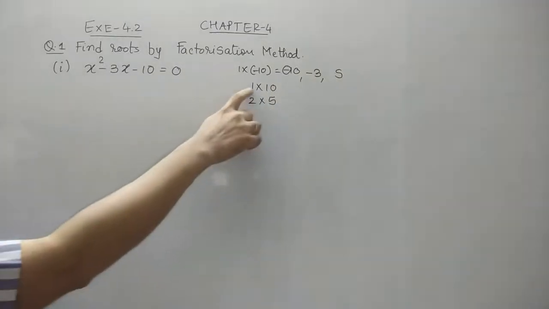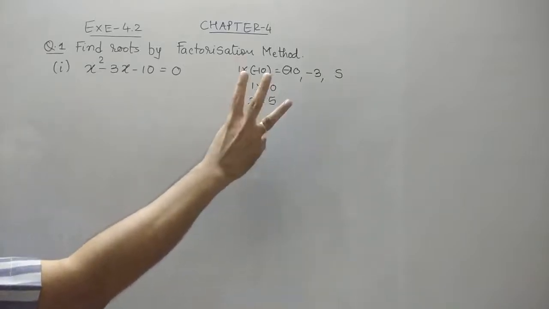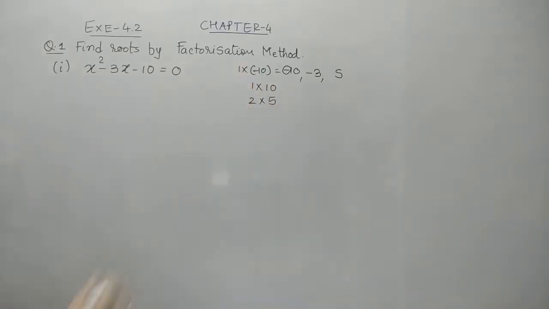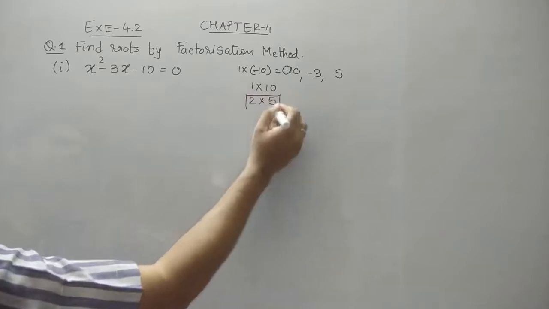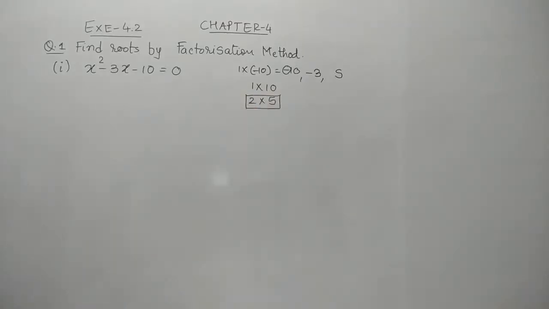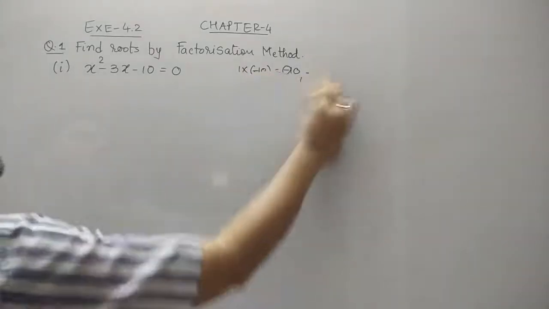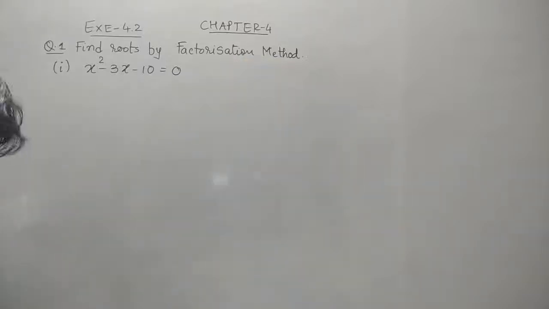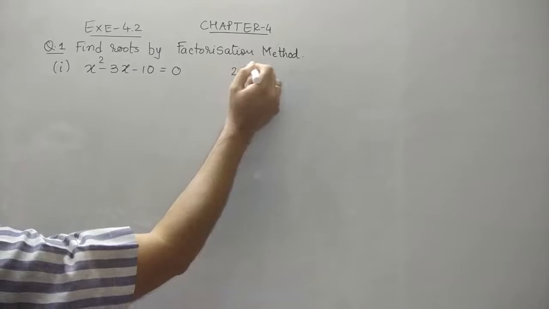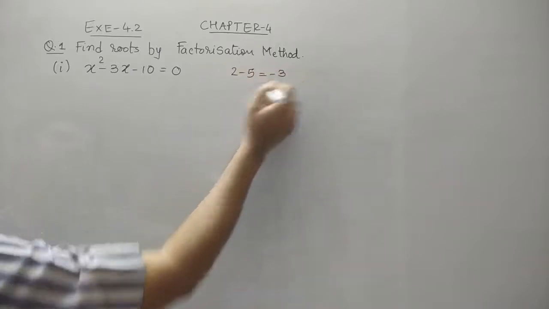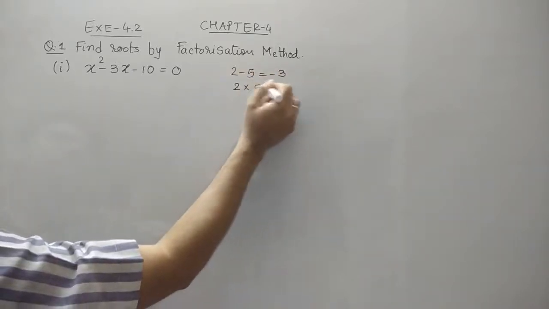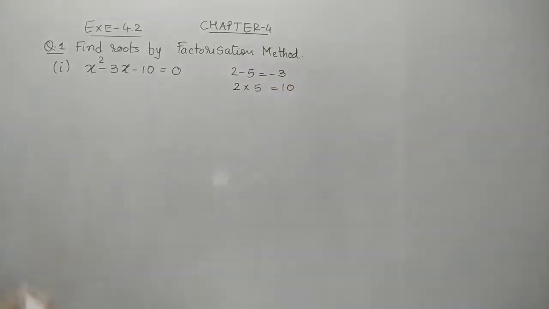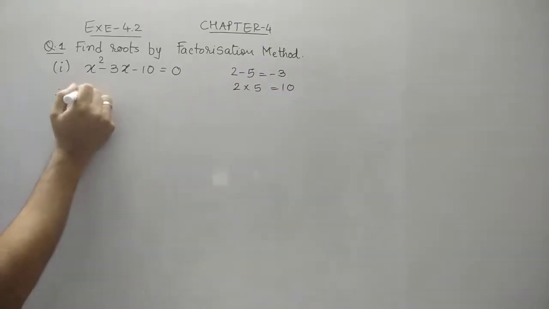So now look at the subtraction of these two. It won't be 3, and this two, yes. So our possible factors are 2 and 5. So now let's concentrate here only. As we discussed, which are the possible factors, we obtain 2 and 5, as we have to obtain minus 3. So we can say that 2 minus 5 is equal to minus 3, and 2 into 5 is 10. So let's note it down.